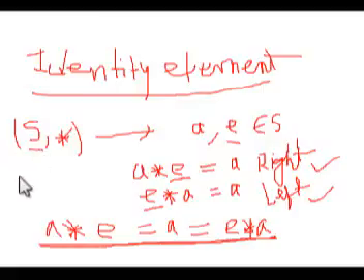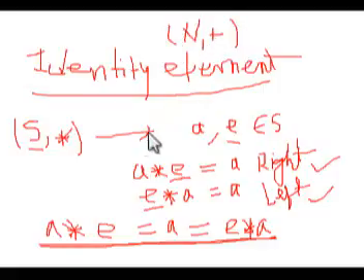Now, natural numbers: I have given that natural numbers have no identity element with the binary composition addition. It does not have any identity element.